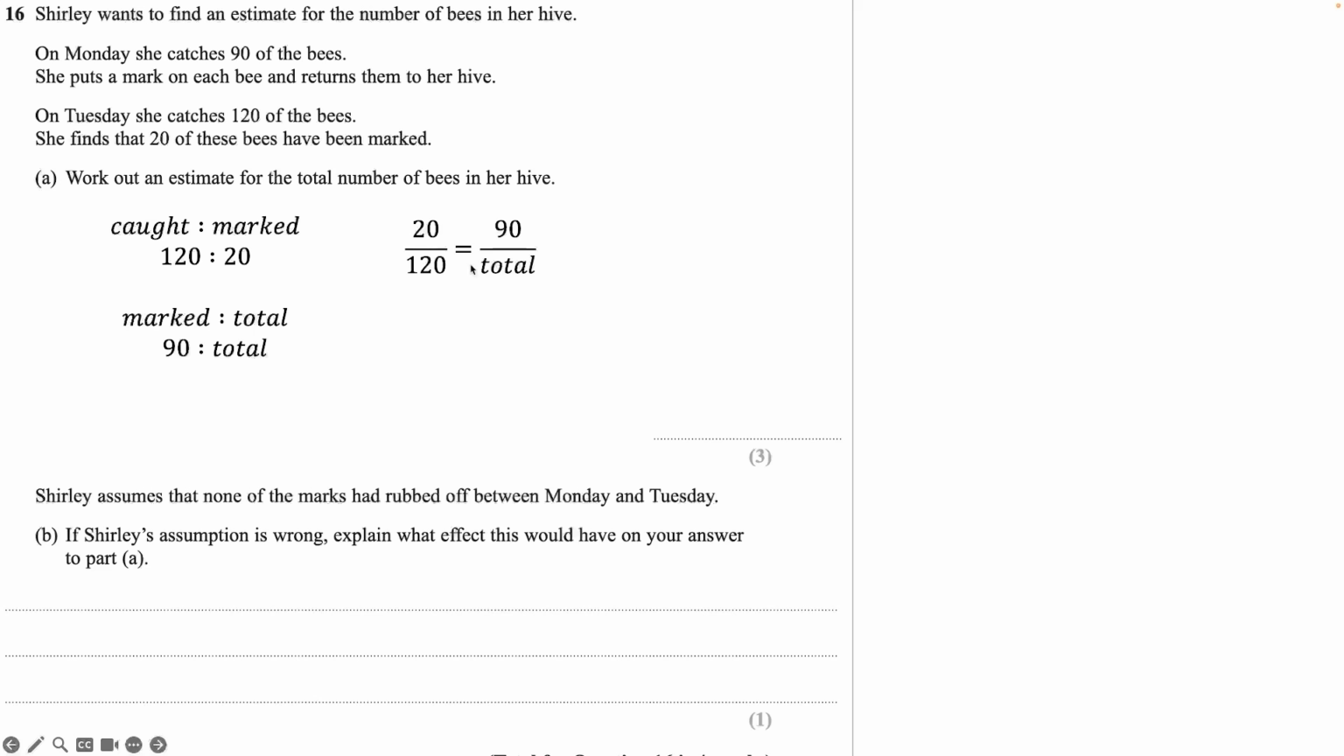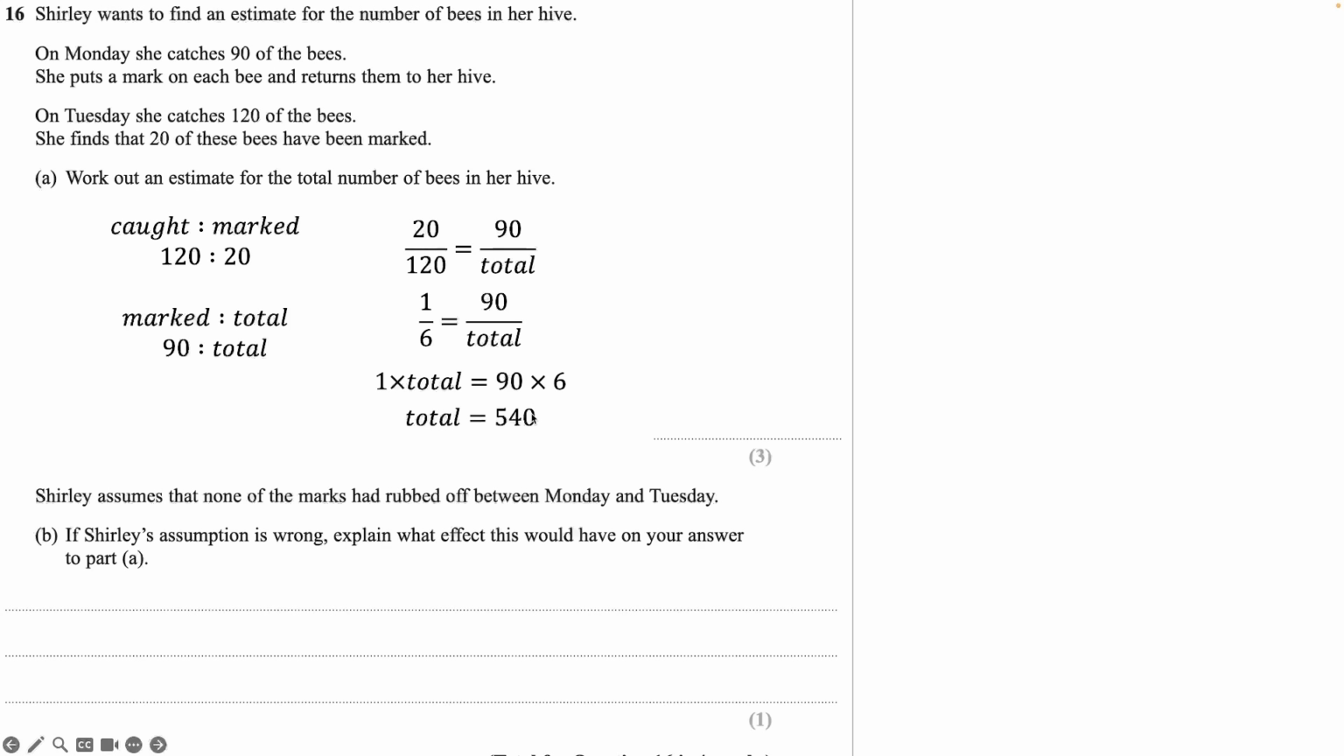So now we just want to find out what this value is. We can solve this by, first of all, simplifying this fraction by dividing the numerator and the denominator by 20. Or you could divide them by 2 repeatedly if that's easier. So you get 1/6 is equal to 90 divided by the total. To get the total on its own, we just cross multiply. So the total is equal to 90 times 6, which is 540.